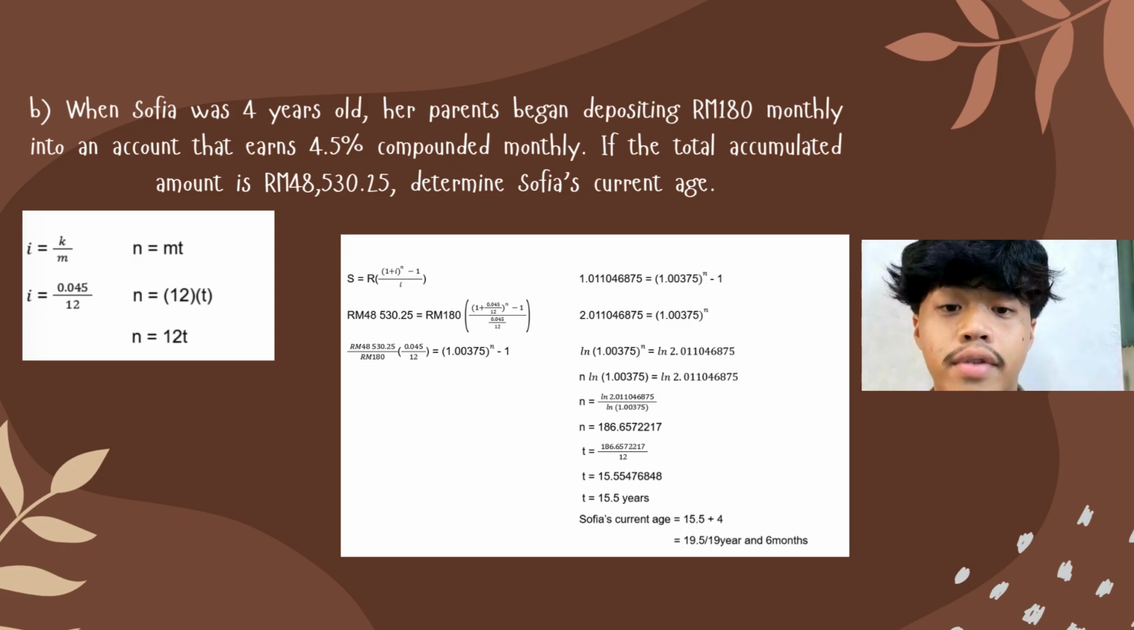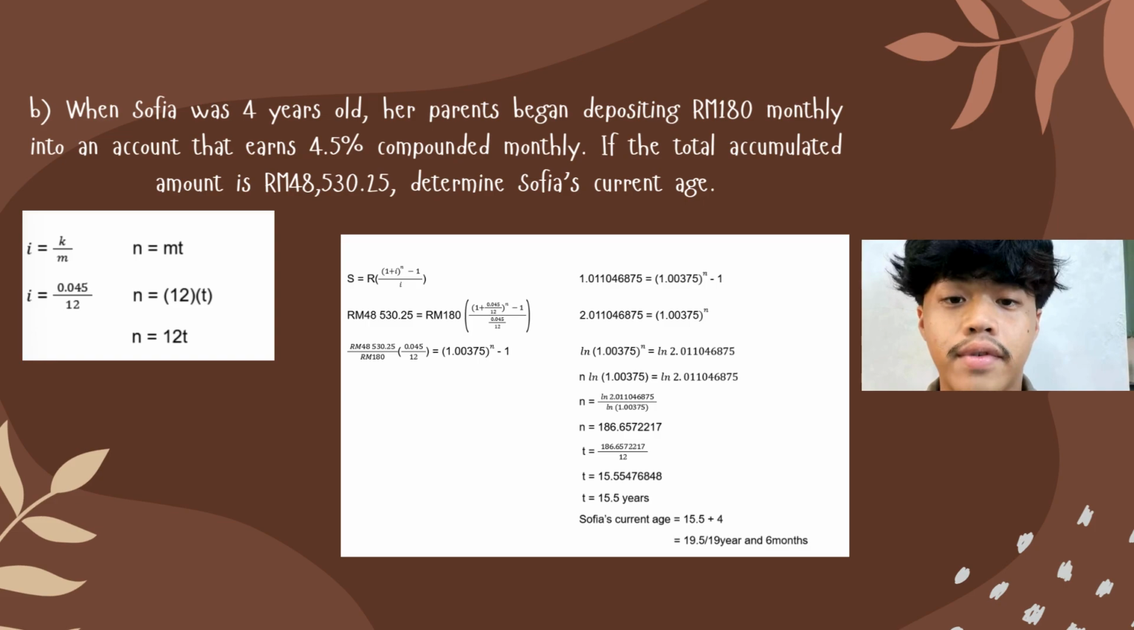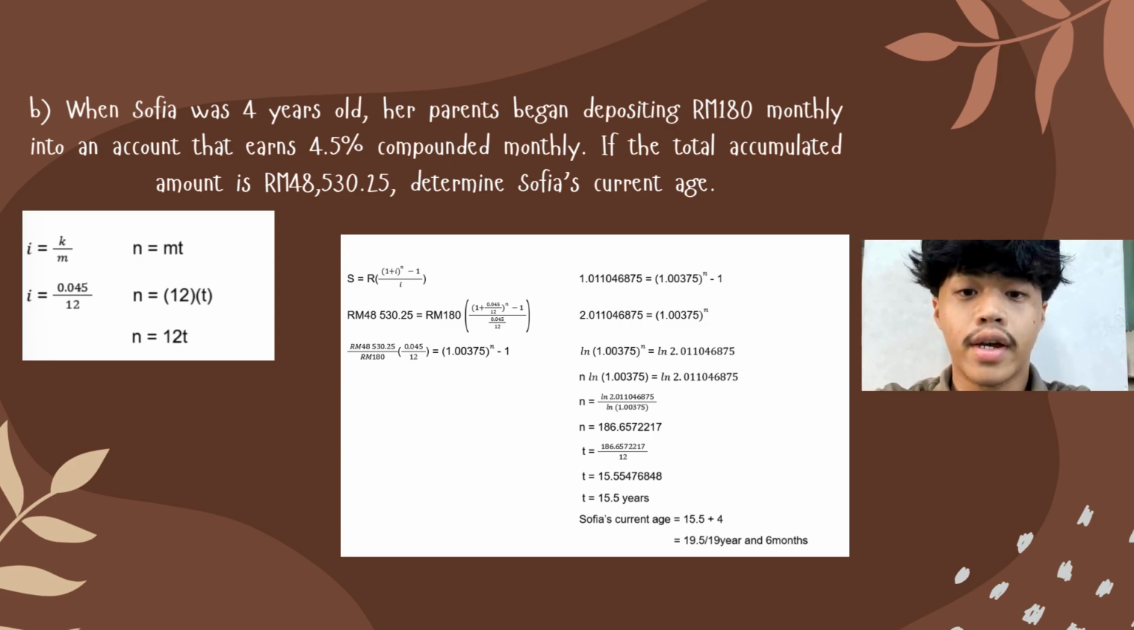Okay, B. When Sophia was 4 years old, her parents began depositing RM180 monthly into an account that earns 4.5% interest compounded monthly. If the total accumulated amount is RM48,530.25, determine Sophia's current age. From the question, RM180 is the R value, 4.5% interest is the K value, compounded monthly means M equals 12, and the S value, the future value, is 48,530.25.